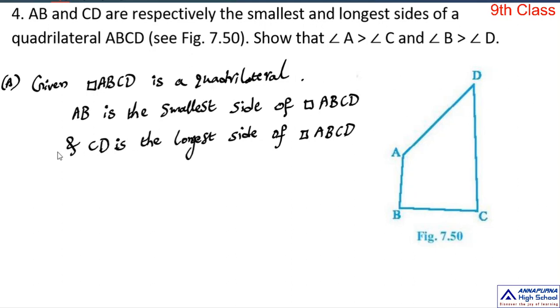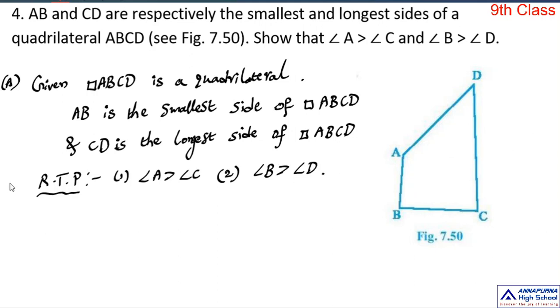We have to prove two conditions. The first condition, angle A is greater than angle C, and the second condition, angle B is greater than angle D. RTP means required to prove. First condition, angle A is greater than angle C. Next, second condition, angle B is greater than angle D. Now, first we prove angle A is greater than angle C.